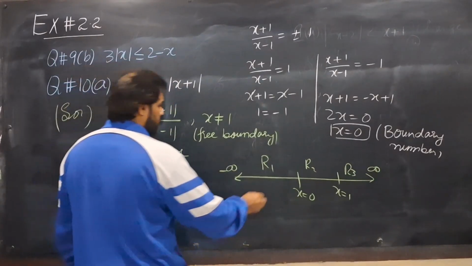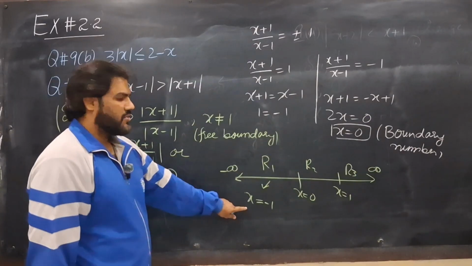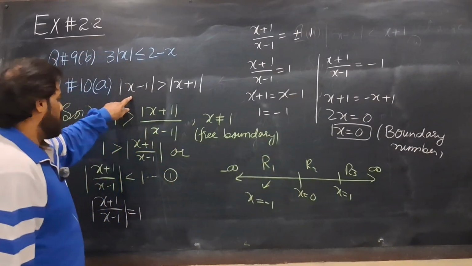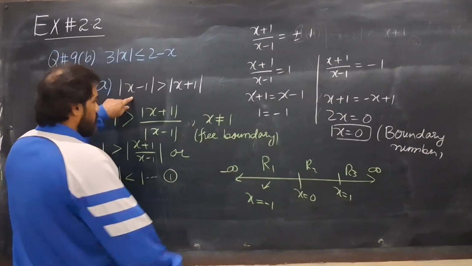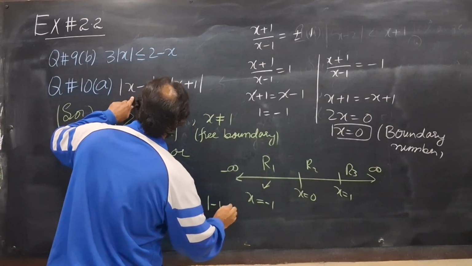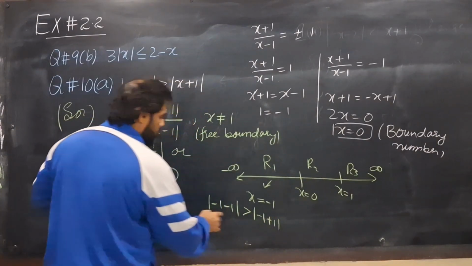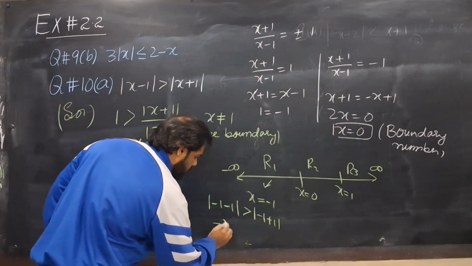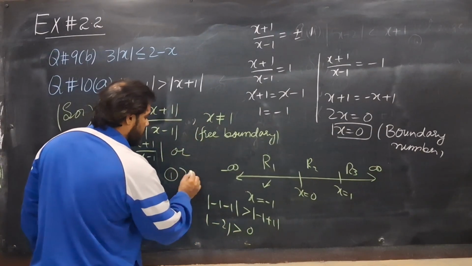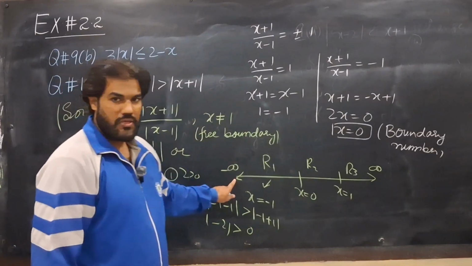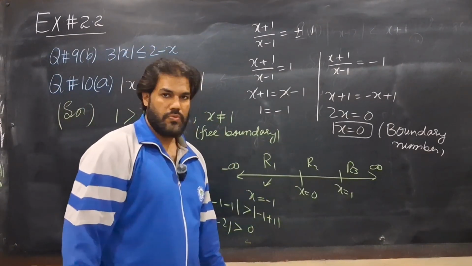If you take any point from this region, suppose x is equal to minus 1, and put it in the given inequality, this becomes minus 1 minus 1 absolute greater than minus 1 plus 1 absolute, that is minus 2 absolute greater than 0. That is 2 greater than 0. So this region satisfies the given inequality. So one of the solutions lies in this interval, minus infinity to 0.